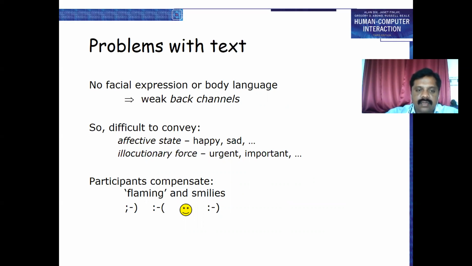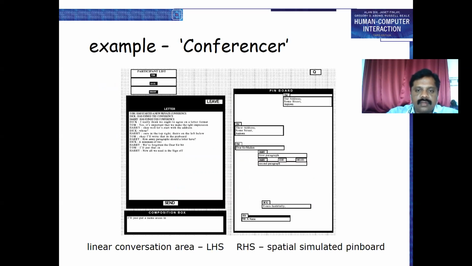Here, affective state, happy or sad: we cannot show our emotions to others when we are having text-based communication. So this is an example of text-based communication.